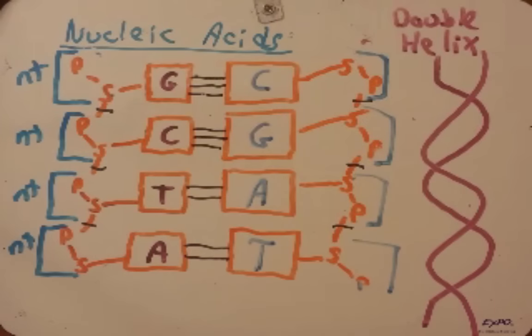RNA is also a nucleic acid, and RNA does not have this double helical nature to it. It's a single strand of nucleotides. We'll talk later, as the semester goes forward, more about the differences between DNA and RNA. But for right now, this is all you need to know about nucleic acids.